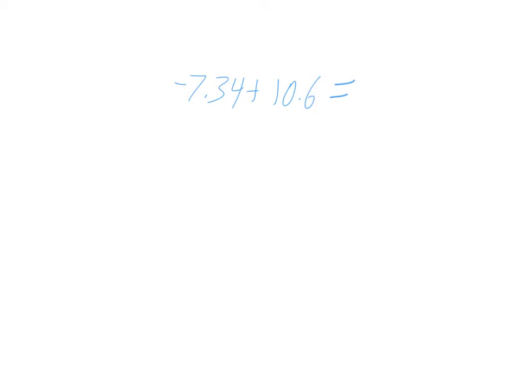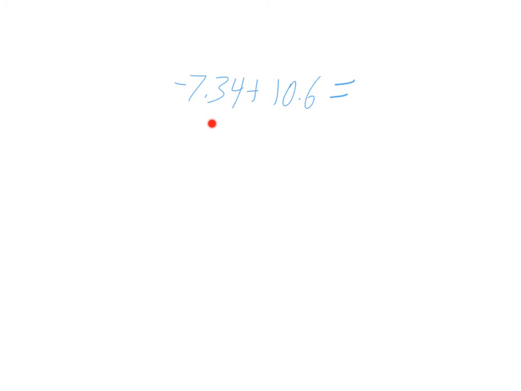Here's another adding problem, but this time we're working with decimals. Again, note that we don't have the same sign. If we had the same sign, we just add them together and keep the sign the same. Since we have a different sign, we have to look at the absolute value, and we know that the absolute value of 7 and 3/4 is going to be 7.